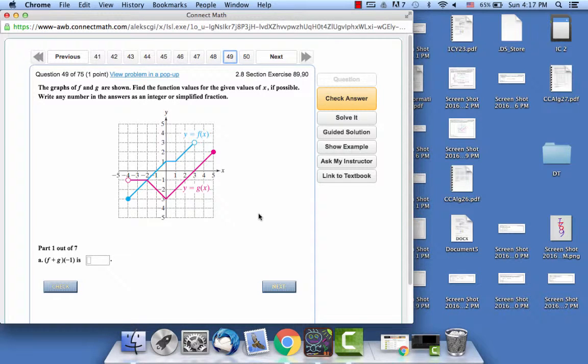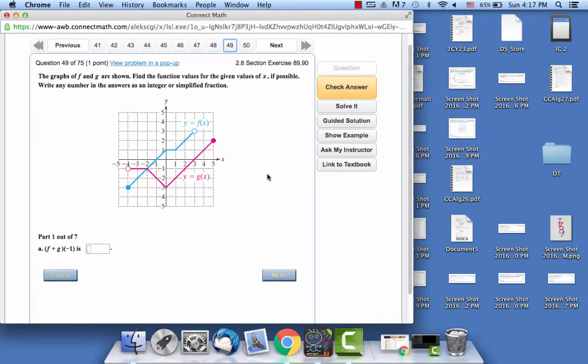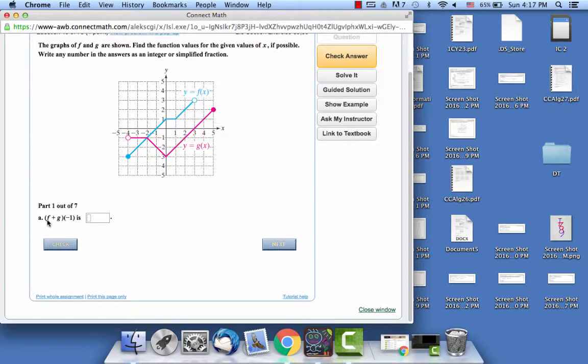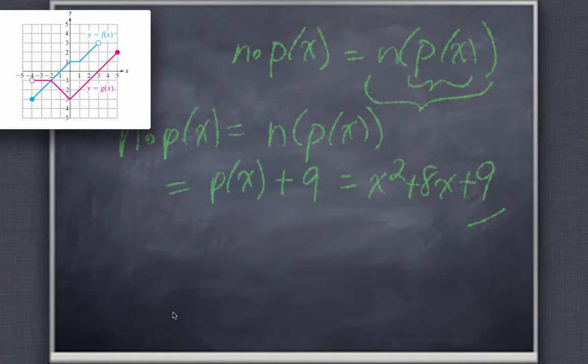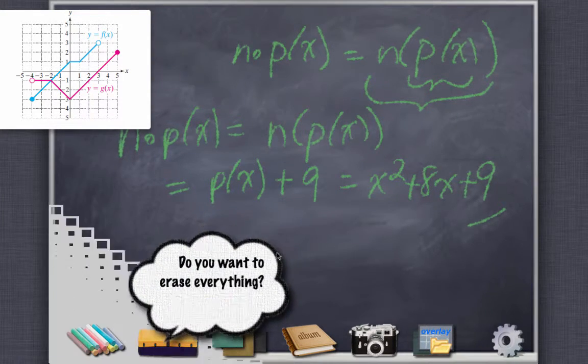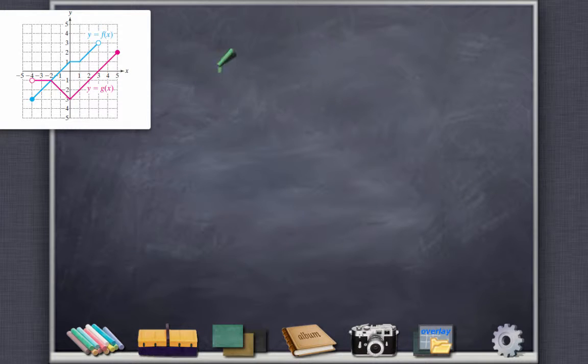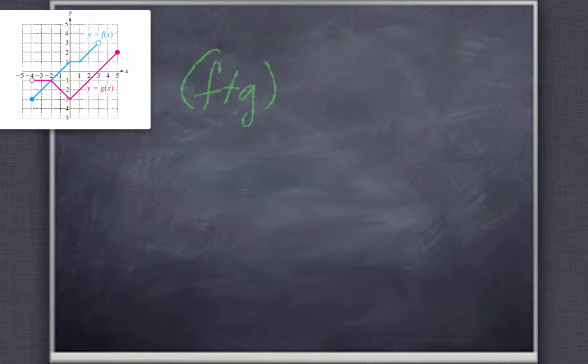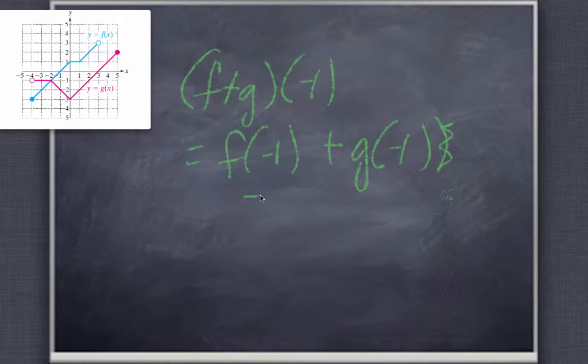Okay, 49. We're given the graphs of f and g, and we want to find the function values for the given values of x if possible. So we want f plus g of negative 1. So that's f of negative 1 plus g of negative 1. We end up parentheses there.